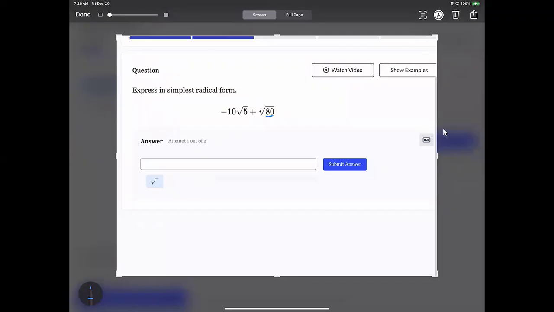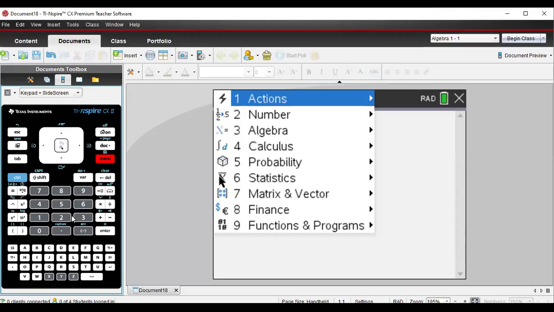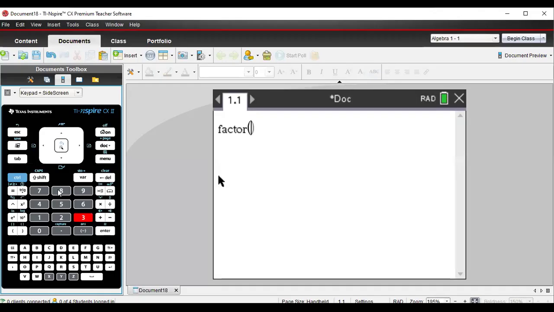So from here, now we need the calculator. So let's go here. We're going to do menu 23. We're going to type in 80. And you can see there's a 5. There's a lone 5 here.